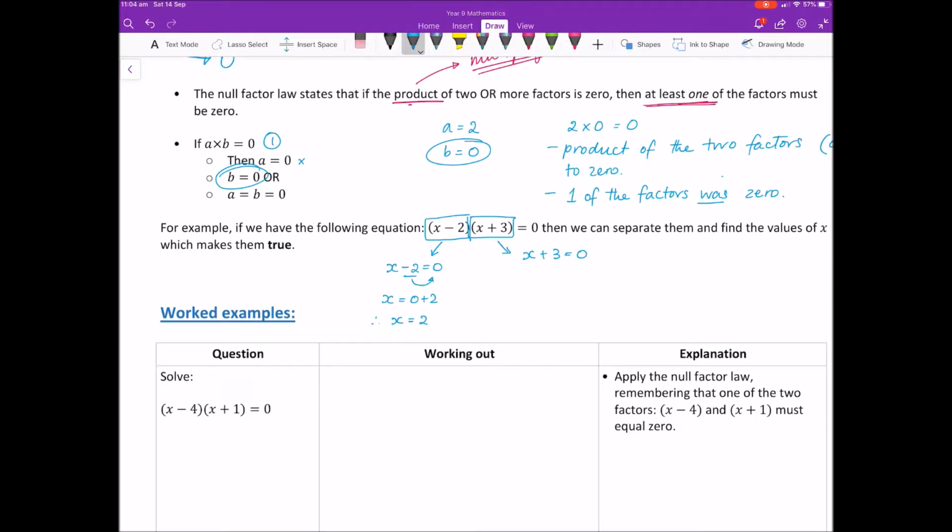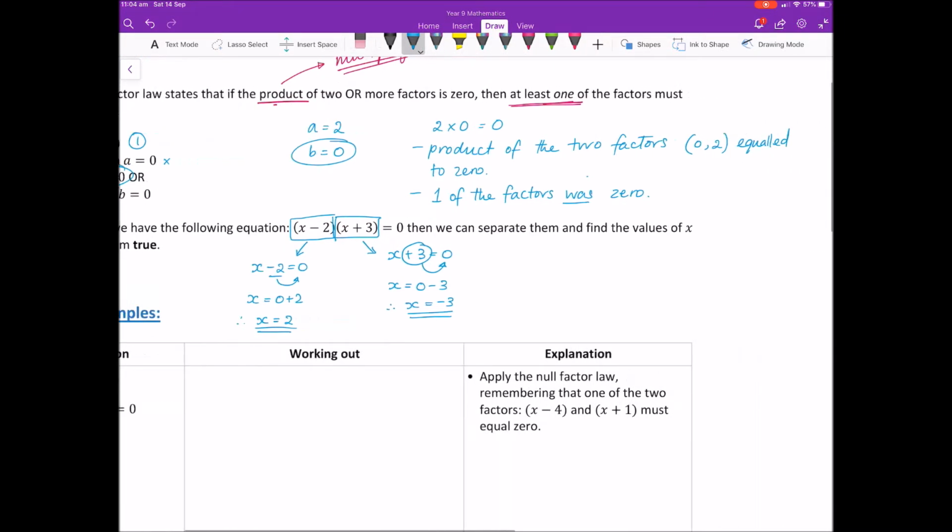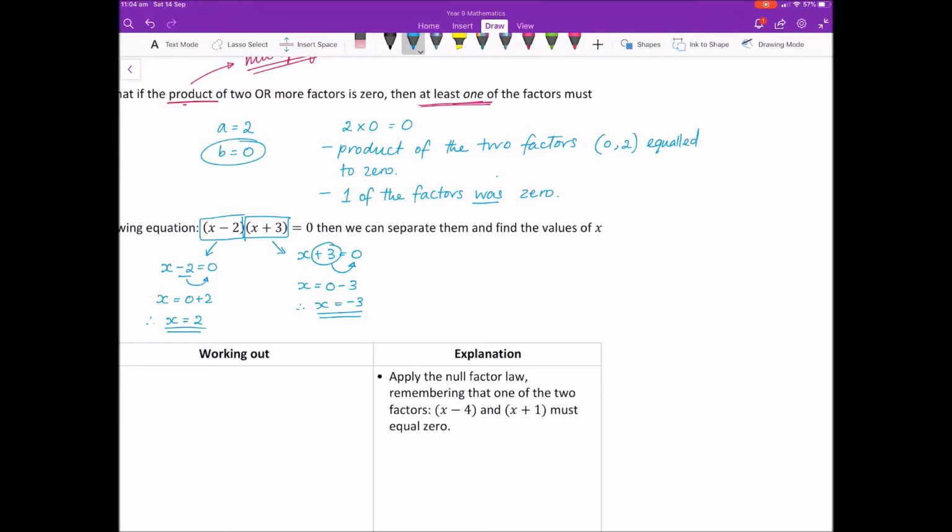Then I've got x plus 3 equals 0. Taking that plus 3 to the other side, I'm going to have x is equal to 0 minus 3. Therefore, giving me an answer of x is equal to negative 3. So those are my two answers, which basically makes the equation true. We can check this by substituting the values into the original equation. So let's do a little check.